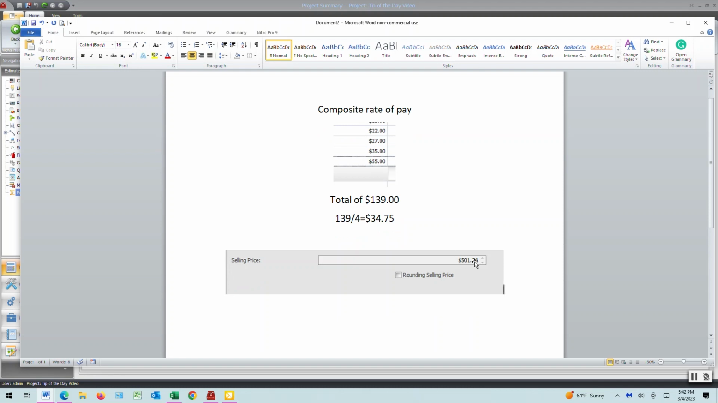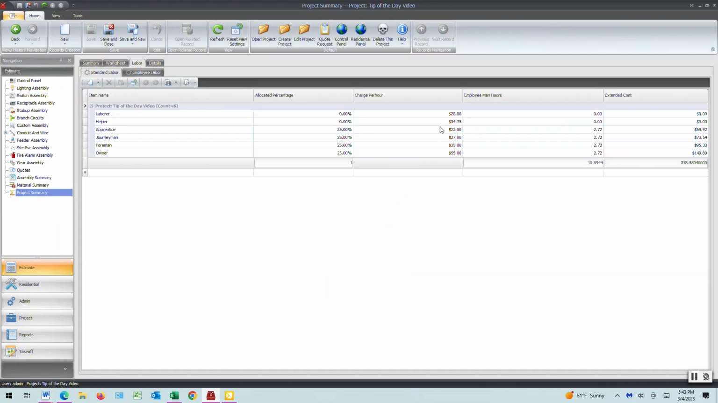And the total was $501.74. So instead of using 4 rates of pay, you can use 1 rate at $34.75 and accomplish the same thing. So I have $34.75 already entered. I'm going to put 100% of the man hours. Now we just have 1 rate of pay.